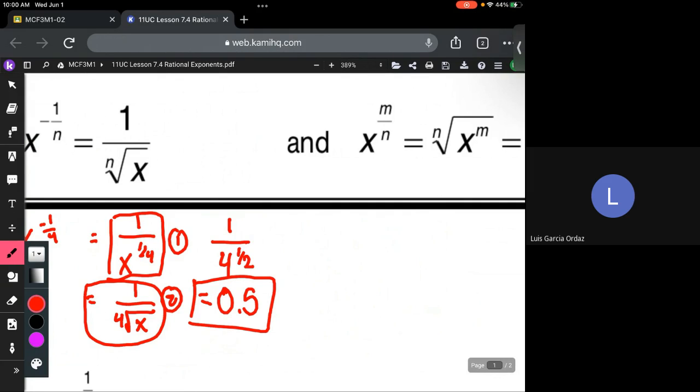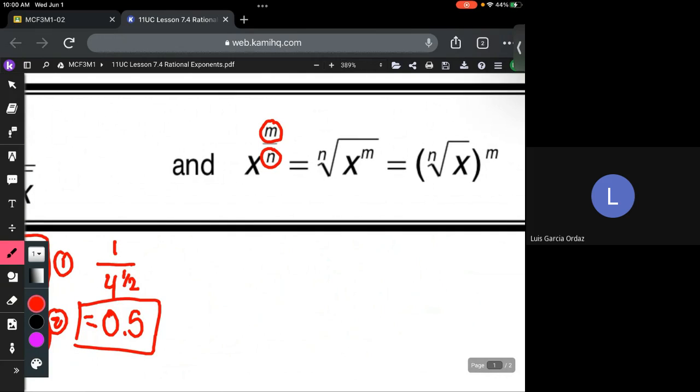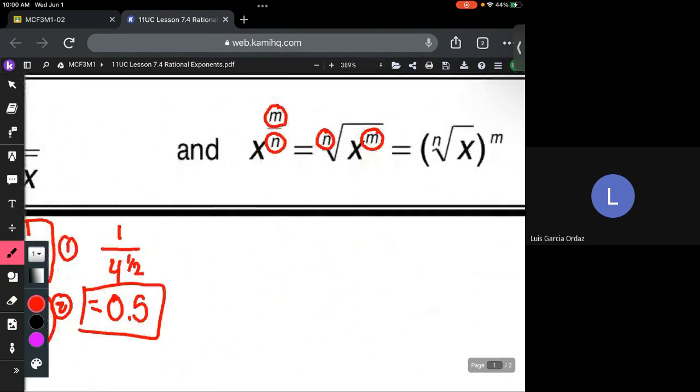Okay, and then the next one is x to the power of m divided by n. So you're going to have a number in the numerator and a number in the denominator. If you were to rewrite that, your denominator goes on the outside of the root, and the number inside of the root contains the number m. So for example, if I have 4 to the power of 5 over 2, my 2 goes on the outside of the root, and then my base 4 goes on the inside with the power of 5 beside it.